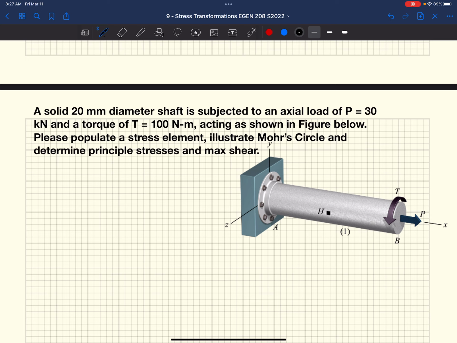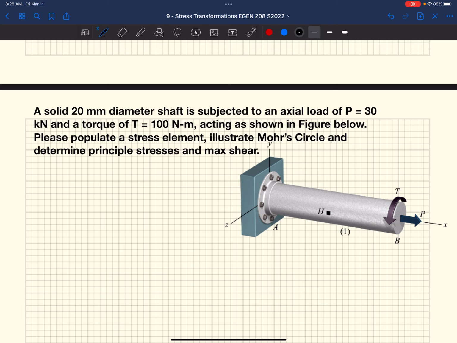So we've got a torque that's applied to the shaft that's fixed at the end to the wall, for instance, and then it's got an axial load pulling it out of the wall. So we've got a T and a P. They're giving us what T and P are: 30 kilonewtons for our axial load and 100 newton meters for our torque. And they want us to populate a stress element.